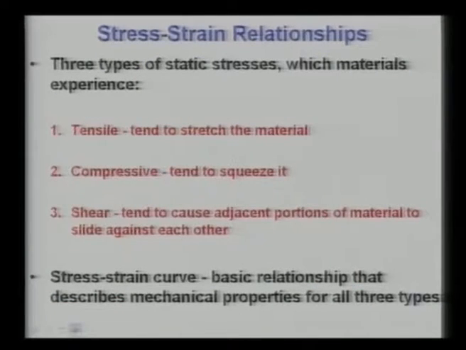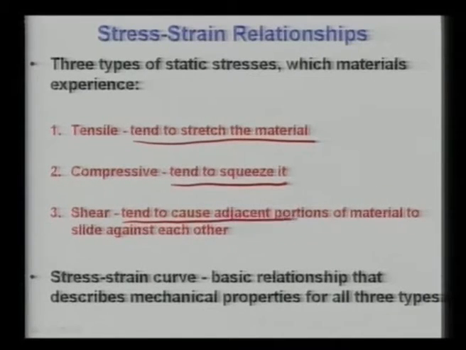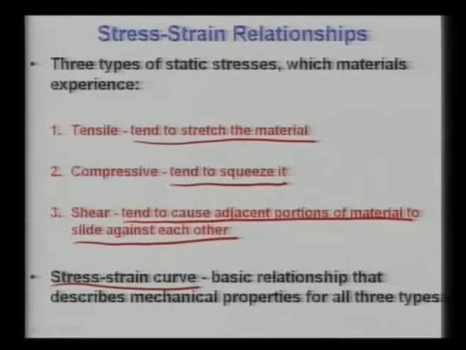Okay, this is just a brief description of what I mentioned a few minutes ago. Tensile essentially means tending to stretch the material, compressive means tending to squeeze it. So that is a simplistic description. Shear means tending to cause adjacent portions of material to slide against each other. So these are three different types of static stresses which materials experience. Now in a few slides more I will be describing the stress strain curve, and these stress strain curves essentially describe the basic mechanical properties for all three different types of stresses that I have mentioned above.